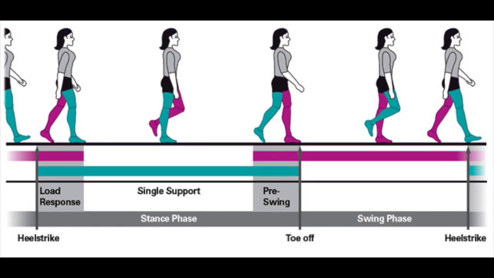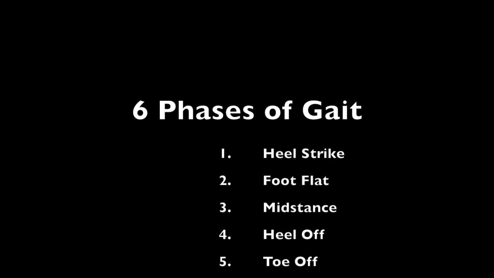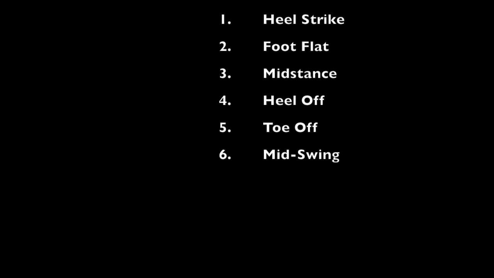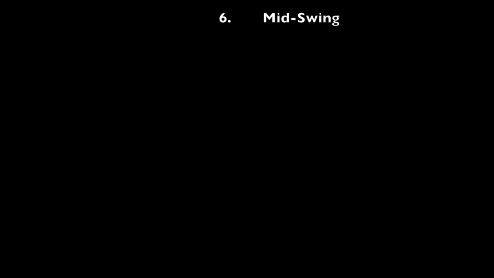Gait Analysis. Gait is a person's manner of walking. People analyze gait to gain information about lower limb dysfunction in dynamic movement and loading. The 6 phases of gait are heel strike, foot flat, mid stance, heel off, toe off, and mid swing.